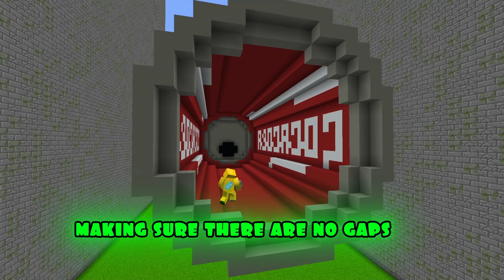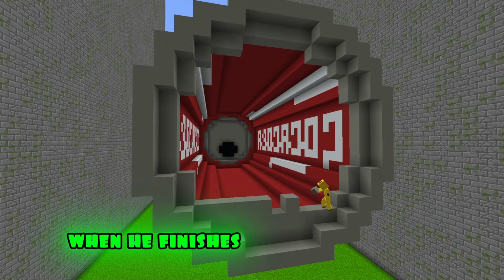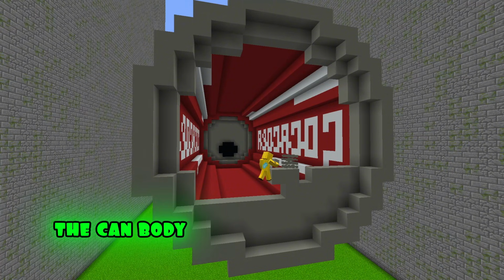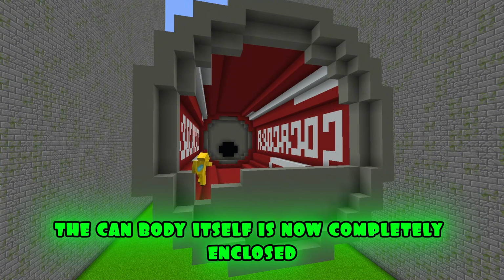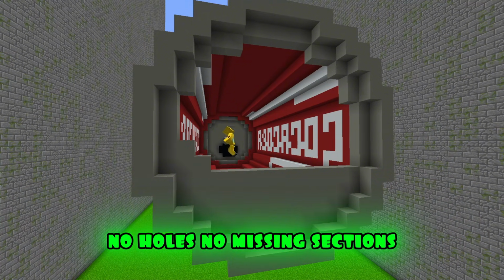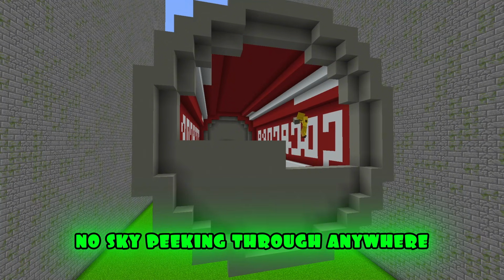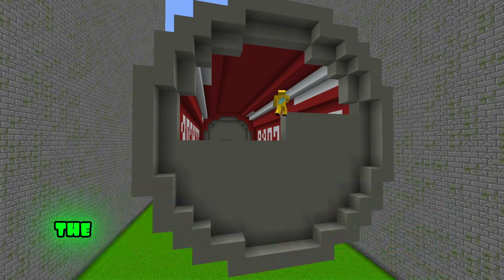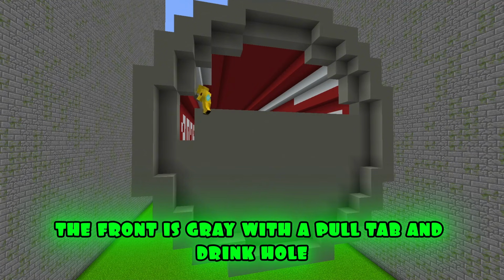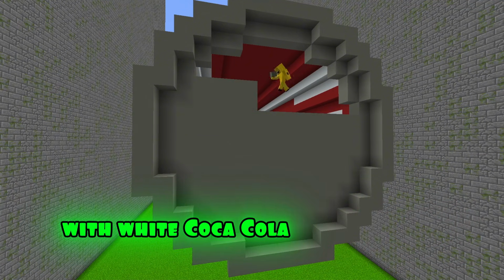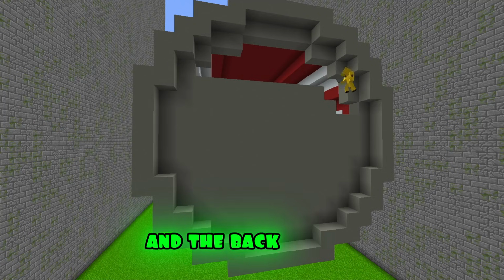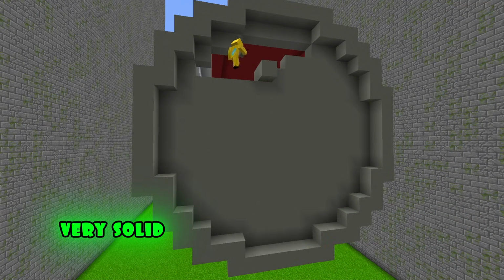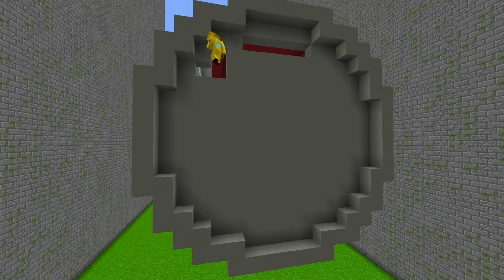making sure there are no gaps or missing blocks. When he finishes, the back is a solid, smooth wall of gray. The can body itself is now completely enclosed. No holes, no missing sections, no sky peeking through anywhere. It is a fully sealed cylinder with proper colors on every face. The front is gray with a pull tab and drink hole. The sides are red with white Coca Cola lettering and white stripes, and the back is gray. That is a complete, accurate Coca Cola can. Very solid work from Banana Kid so far.